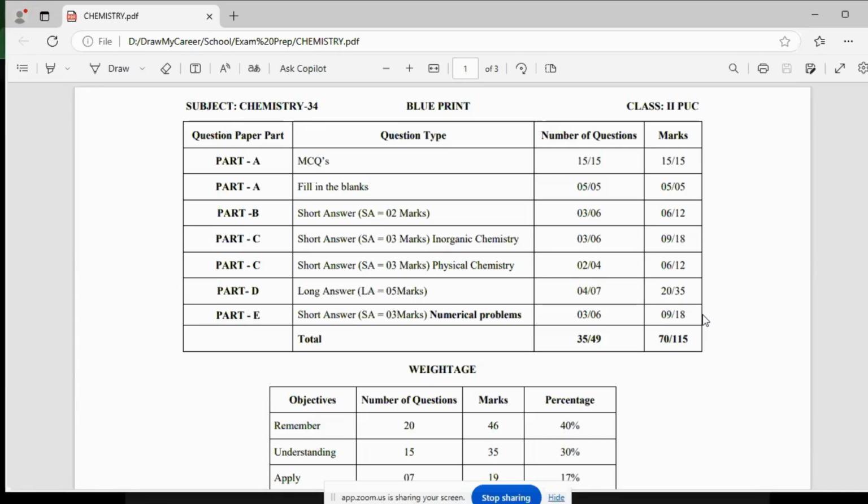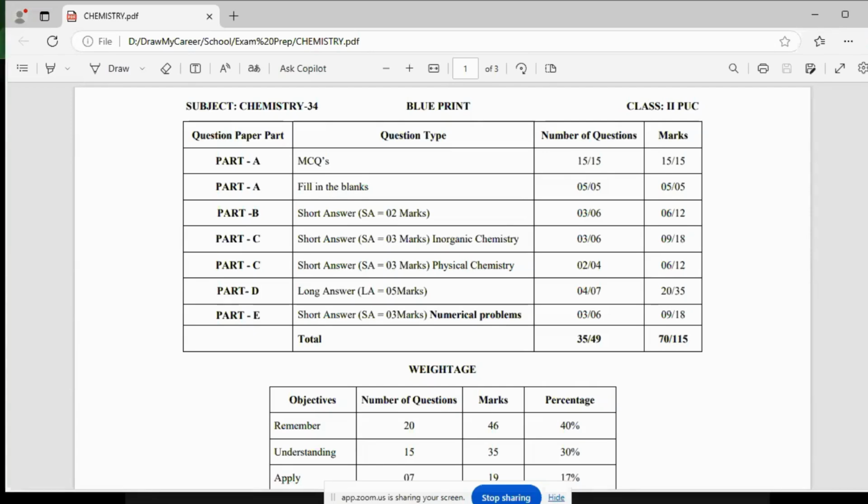I'm going to give you an overview of your blueprint. See, your entire question paper has parts A, B, C, D, and E. So 5 parts. In part A, you have 2 sections, Roman number 1 and 2. Roman number 1 is MCQ, of which you have 15 questions. And Roman number 2 is fill in the blanks. You have 5 questions.